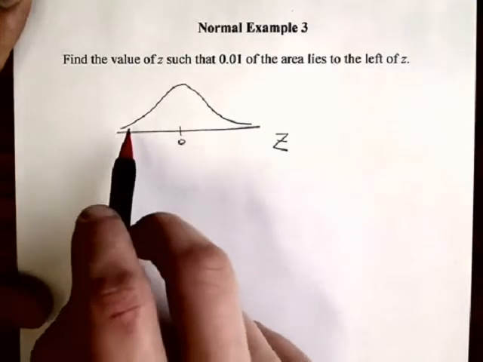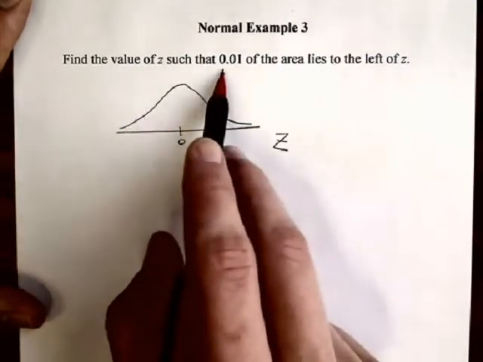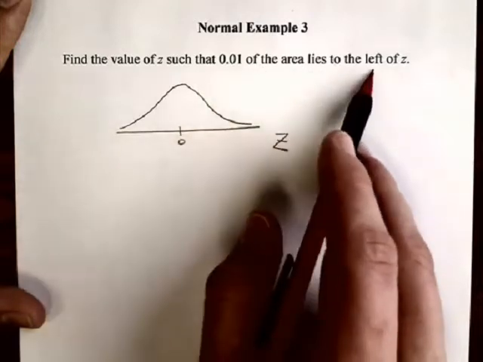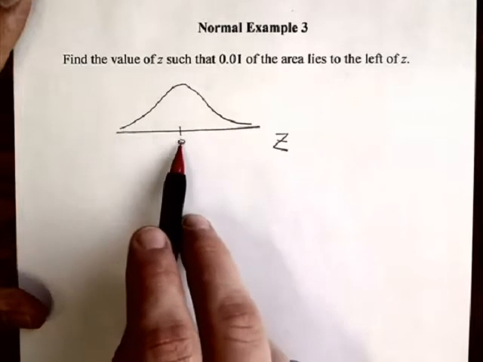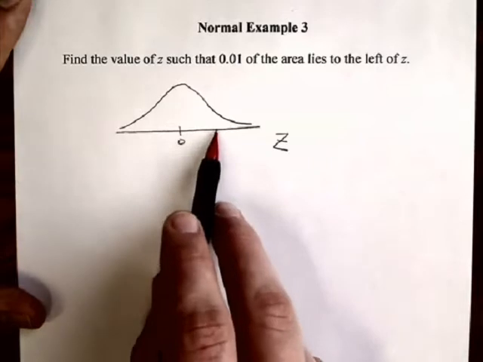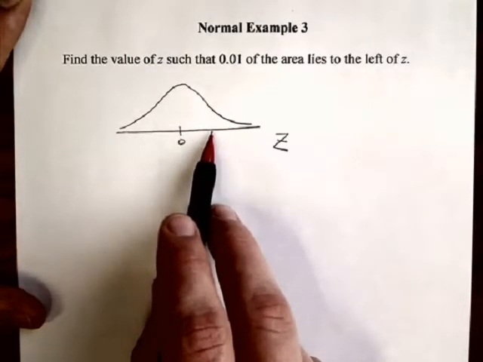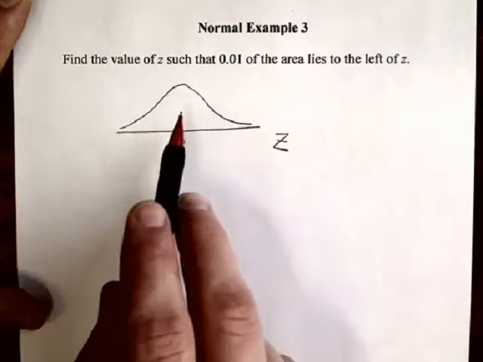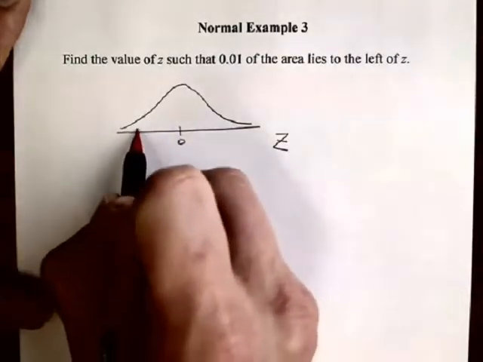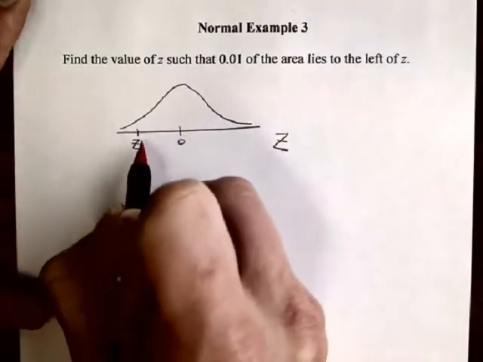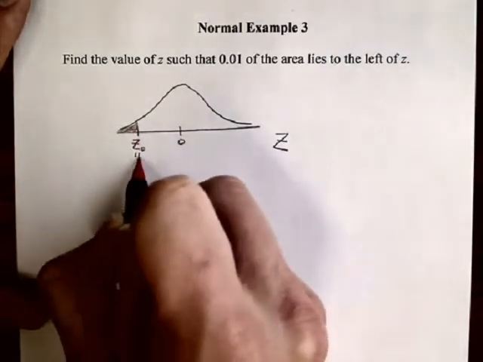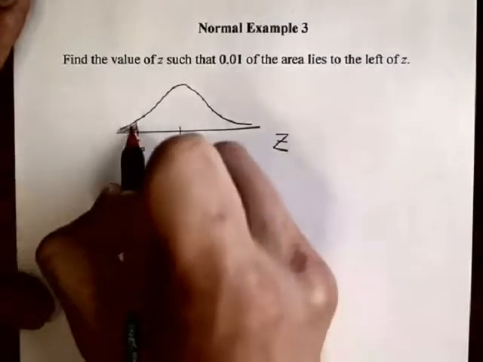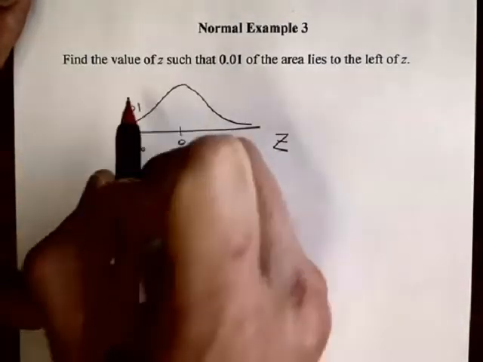If I look close here, it says find the value such that 0.01 of the area lies to the left of z. Well, I know maybe from a little experience that if I'm at 0, the area to the left of z is 0.5, and as I move to the right, the area to the left of any z would be bigger than 0.5. So I know, because this area is so small, 0.01, that I've got to be in the left tail of the distribution. So here, let's say some z naught, and I want to find this z naught. What is this thing? Given that this area here is 0.01.